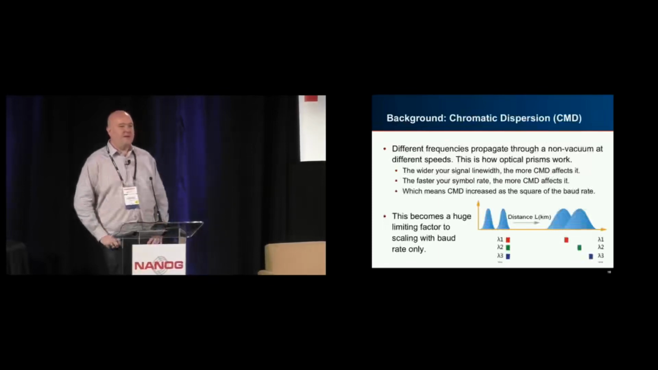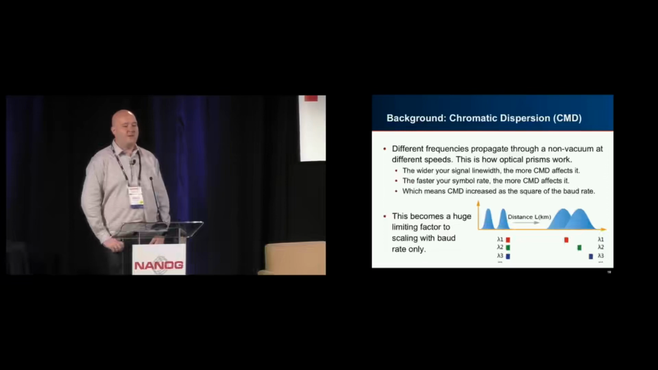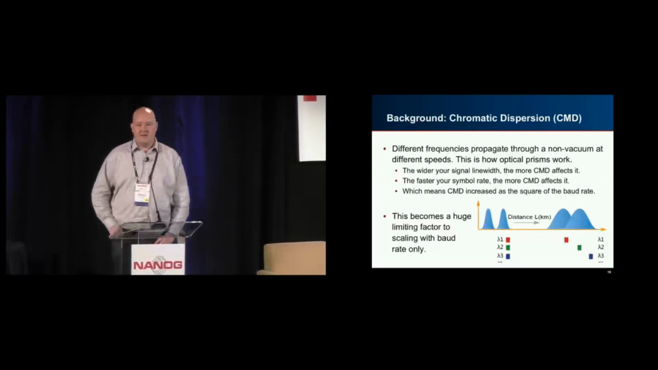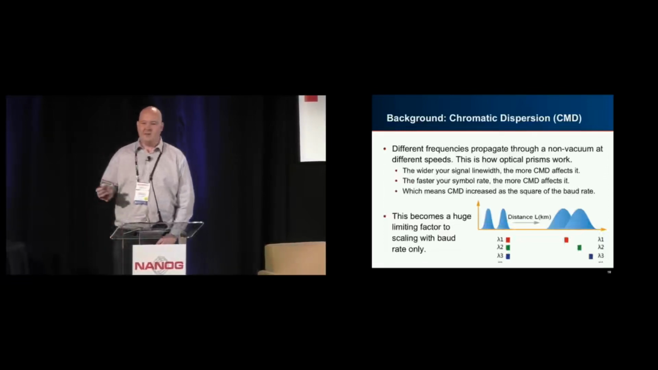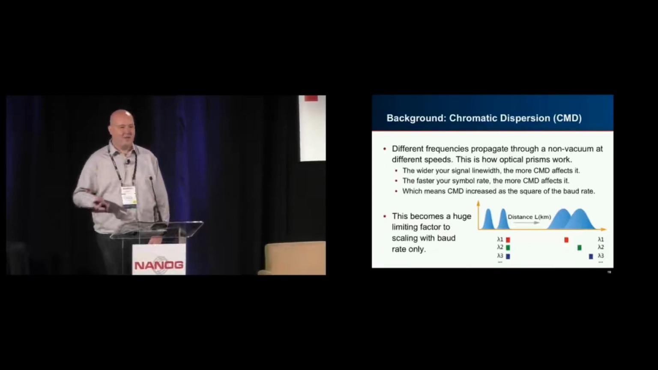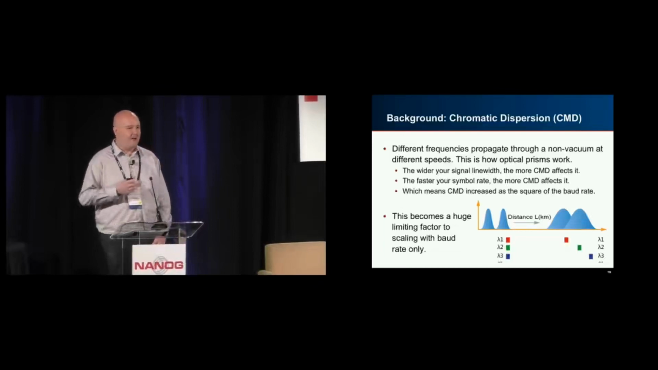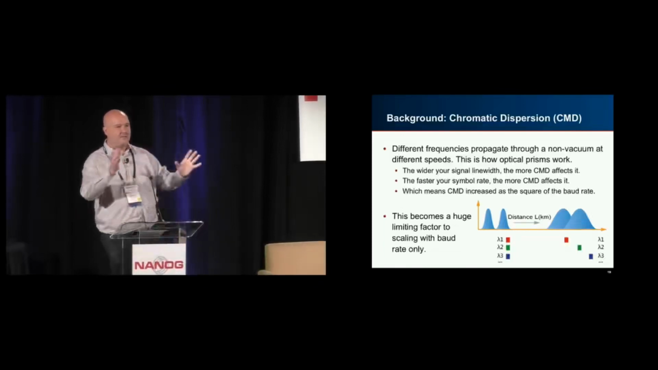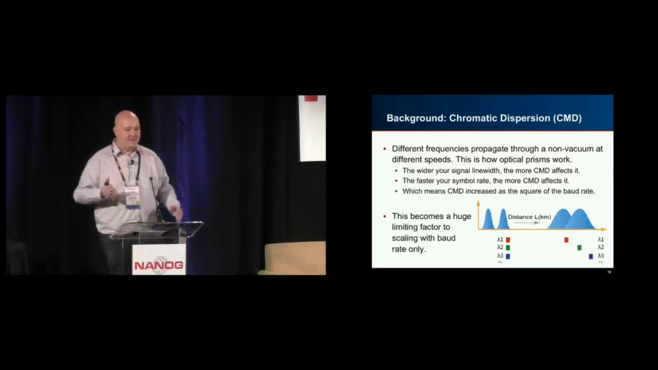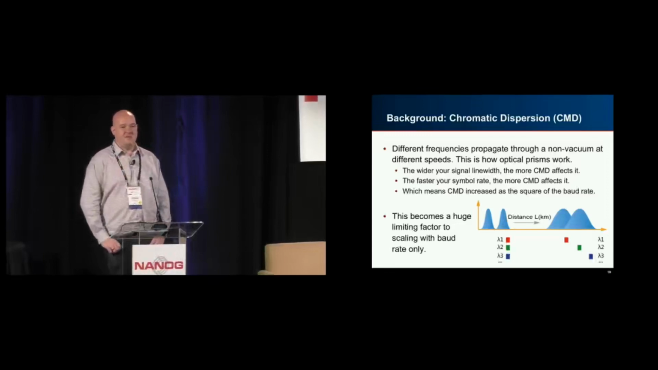There's a couple different kinds of dispersion. One of the most common ones you'll hear about is chromatic dispersion. What's happening here is that in a non-vacuum material, different frequencies of light propagate at different speeds. This is actually how your optical prism works, right? A higher frequency of light will propagate at a different speed than a lower frequency of light. It causes it to spread out, and that's giving you that prism effect.